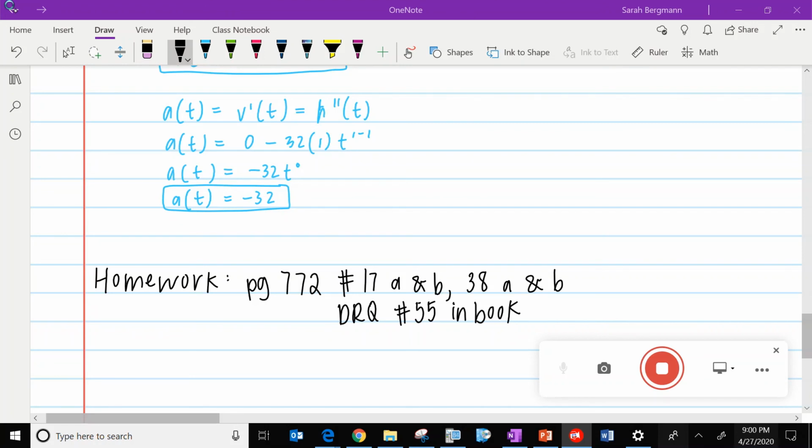Alright, your homework for tonight is on page 772. You have numbers 17 and 38. You're only doing parts A and B for those. You're skipping part C. And then you're doing number 55 in your book for your reflection question today.